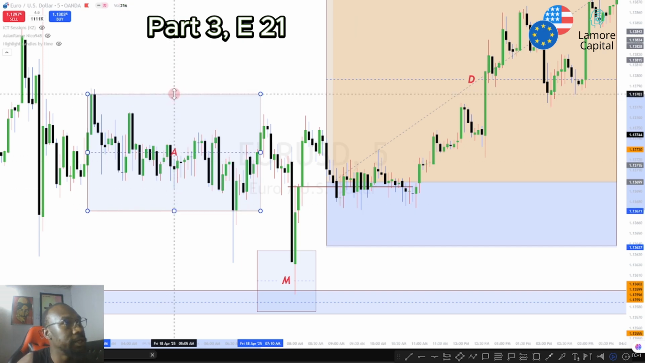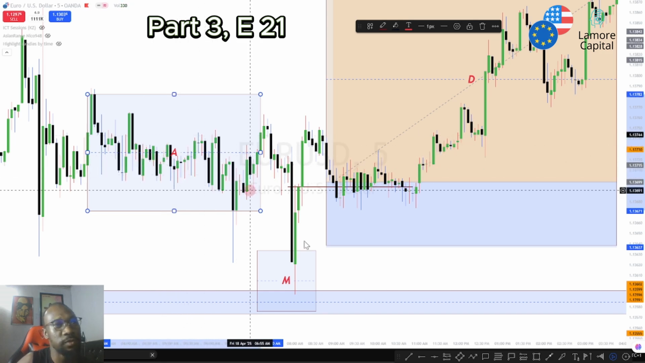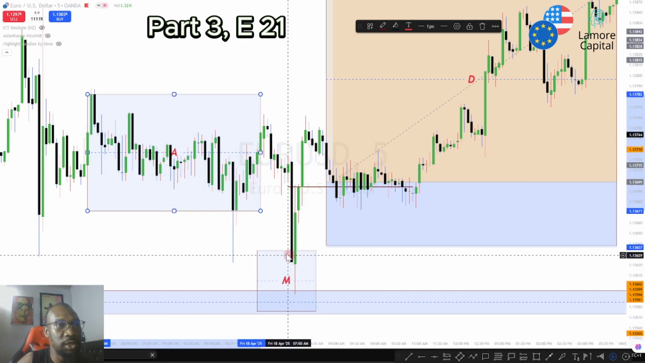I use this place because of the week, but normally this is how it's supposed to be drawn. Body candle closures. This body candle grows up and this body candle closes up. This is the range of our accumulation.